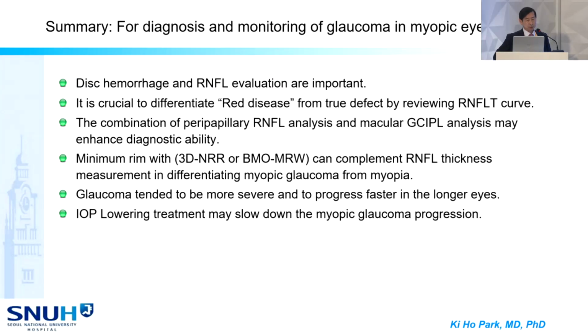So in summary, for diagnosis and monitoring of glaucoma in myopic eyes, disc hemorrhage and RNFL evaluation are important. It is crucial to differentiate red disease from true defect by reviewing the RNFL thickness curve. The combination of peripapillary RNFL analysis and macular GCIPL analysis may enhance diagnostic ability. Minimum rim width can complement RNFL thickness measurement in differentiating myopic glaucoma from myopia. Glaucoma tended to be more severe and to progress faster in the longer eyes. IOP-lowering treatment may slow down myopic glaucoma progression. Thank you for your attention.